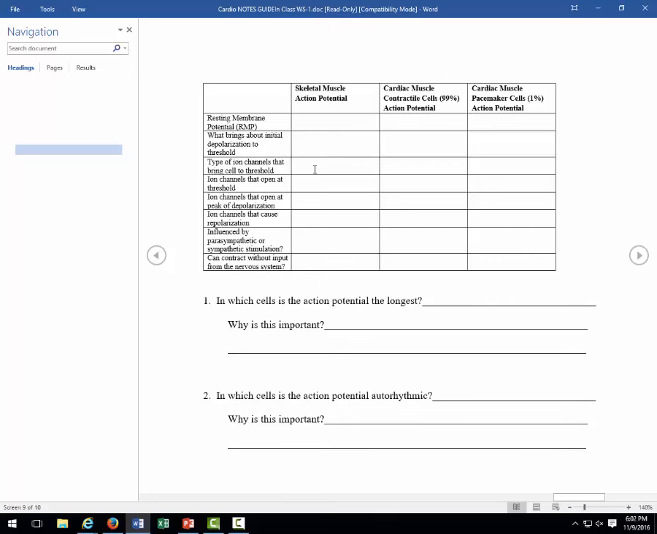Type of ion channels that bring the cell to threshold. So voltage-gated sodium channels, voltage-gated sodium channels, voltage-gated sodium channels for all three. Would you agree with that? We have fast in the contractile cells, and we have slow in the pacemaker cells for the cardiac, but all three, it's sodium channels bringing them to threshold. What opens at threshold?